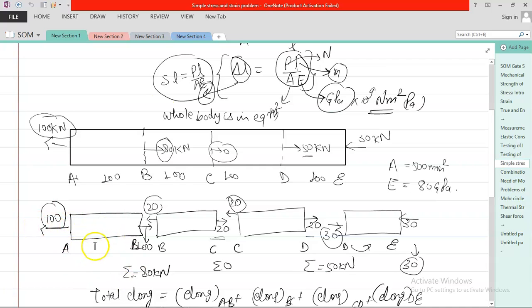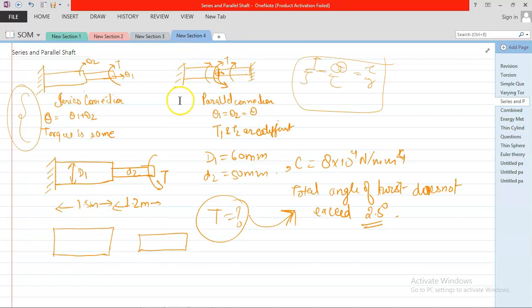Suppose this is your AB, this is your BC, CD and DE. So this is a case of axial tensile stress. Now here I am going to do the same. I am taking both bodies as separate bodies. Just like in axial tensile stress, if P load is applied here, then P load must be applied there so that the body is in equilibrium.